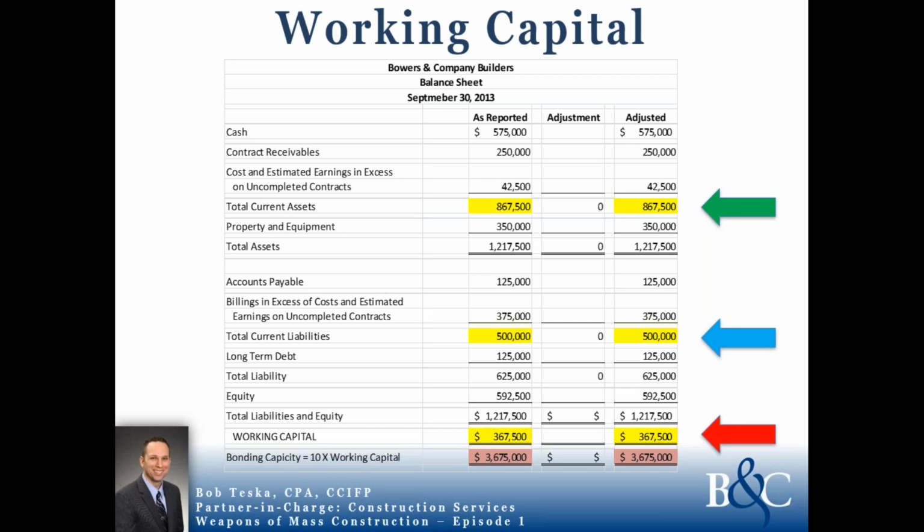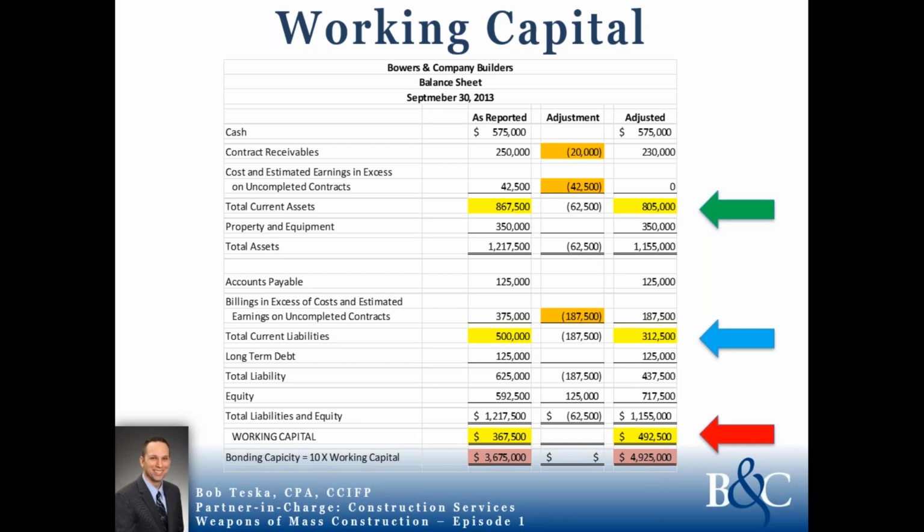But for this example, it's a 10 times case. So you take your working capital here that we had of $367,000, we multiply it by 10, and our bonding capacity with this balance sheet, unadjusted, is going to be $3.6 million, almost $3.7 million. That would be our bonding capacity.